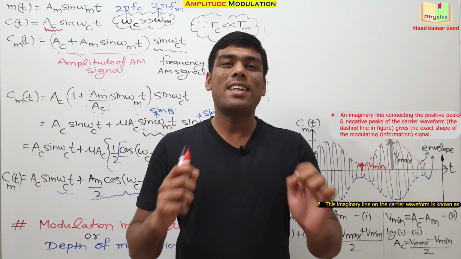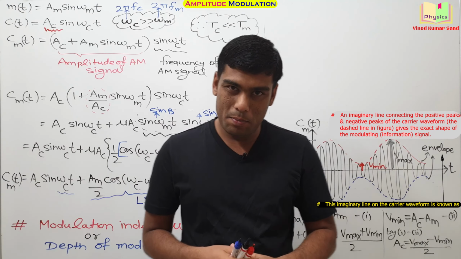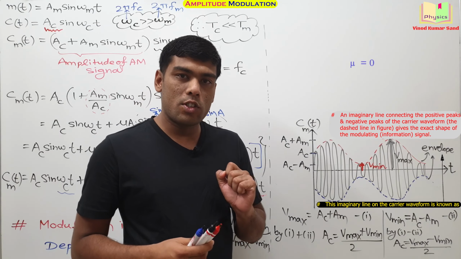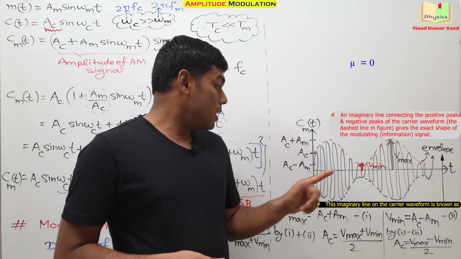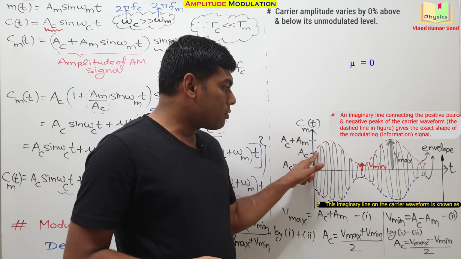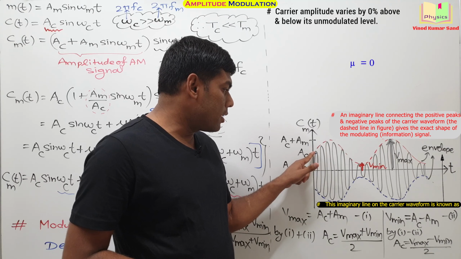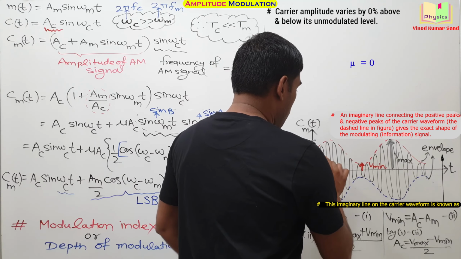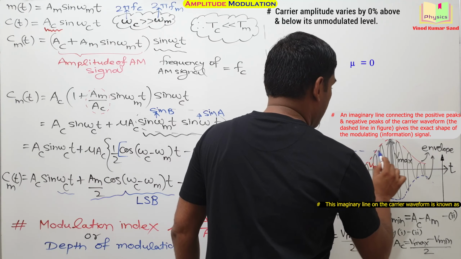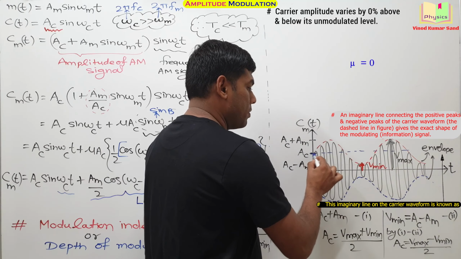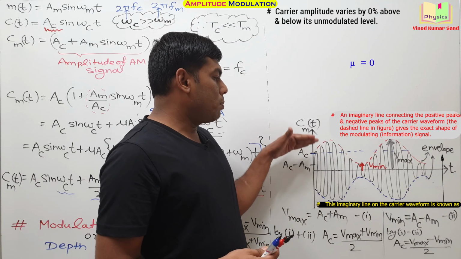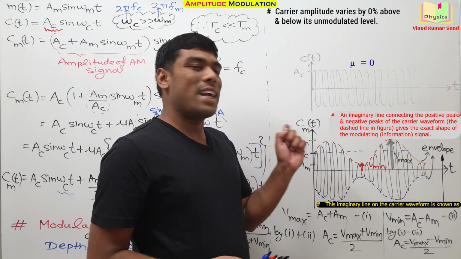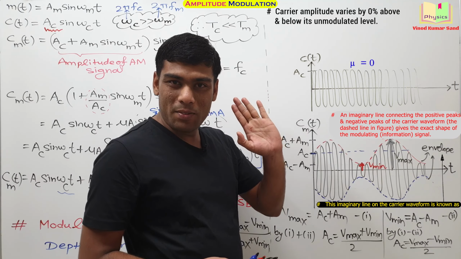Now let's see the details of the modulation index mu. Suppose we take up a case where mu is 0. Mu equal to 0 means that the amplitude of the carrier varies 0% above its unmodulated level. This was the unmodulated level of the carrier, AC, and it varies 0% above it and 0% below it. It means you will be getting just a carrier wave.